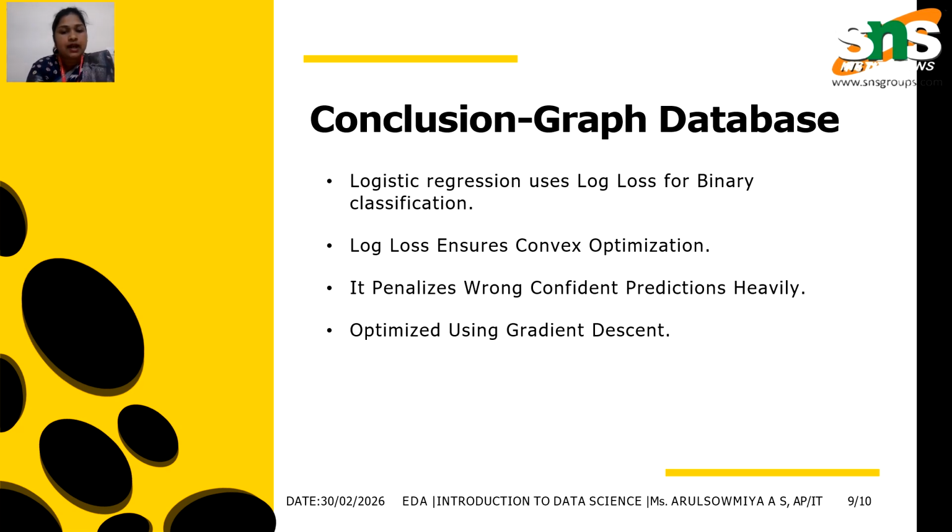However, it assumes a linear relation between input features and the log odds, so it may not perform well on complex or non-linear data without feature engineering. We can use logistic regression with log loss for binary classification. Log loss ensures convex optimization and penalizes wrong confident predictions heavily. And the model is optimized using gradient descent.